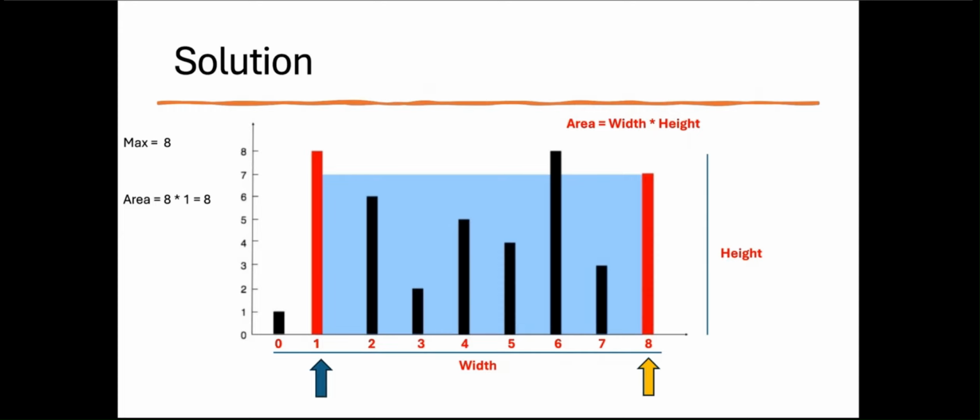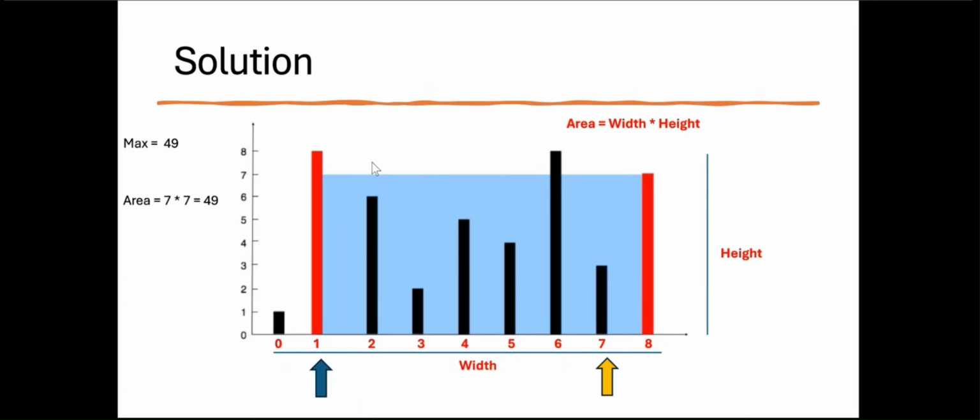Now if we move here, because we don't want to get restricted by the small height, that's why we are moving the pointer which is pointing to the small height compared to the other pointer, right? So we move here. Now what is the width here? Area is 7 into 7. Width is 7, 8 minus 1 is 7, and 7 is the smallest line height, right? 49. So it replaces the max to 49.